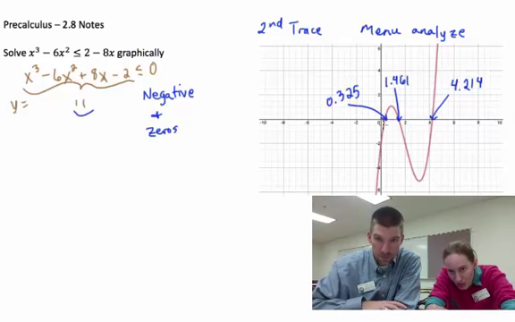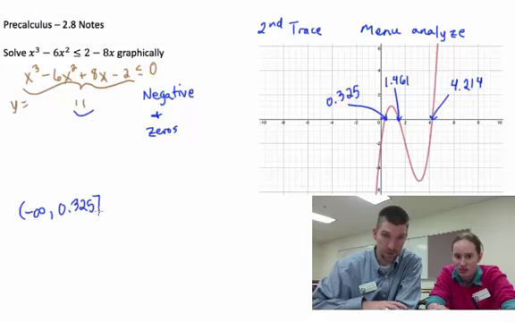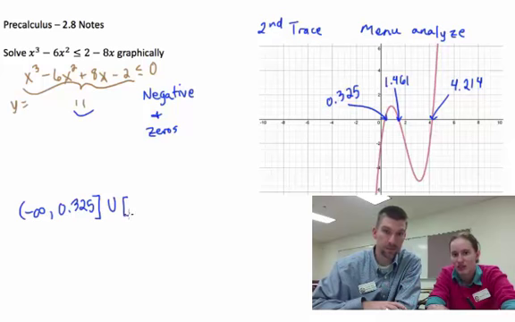So it's below the x-axis. It's negative here from negative infinity until we get to our first 0, which is 0.325. But we are including 0 because it can be equal to, so we put a bracket. That's an excellent decision. From 0.325 to 1.461, it's positive. From 1.461 until we get to our next 0, it's negative. And again, bracket those things because it's equal to.